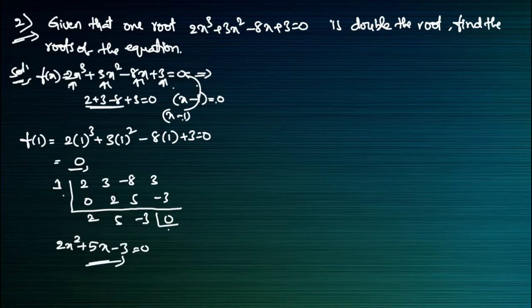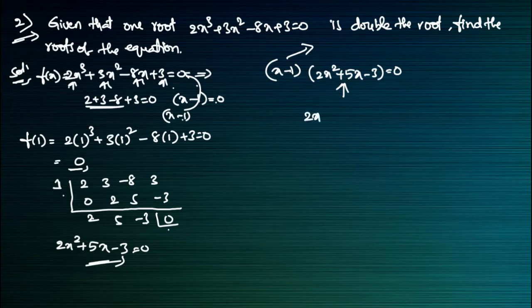So this equation we got: x minus 1 into 2x square plus 5x minus 3 is equal to 0. In this we have to factor this one. The first factor we got here is 1, and for the other we will do it here: 2x square plus 5x minus 3 is equal to 0.